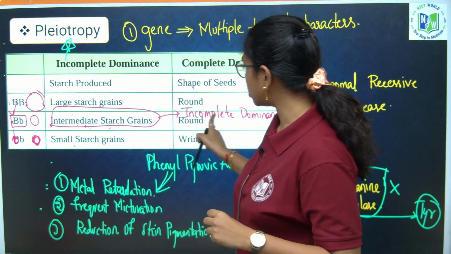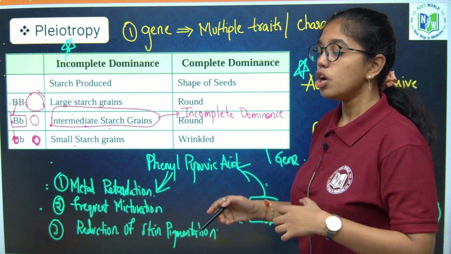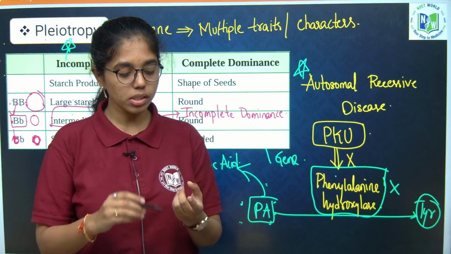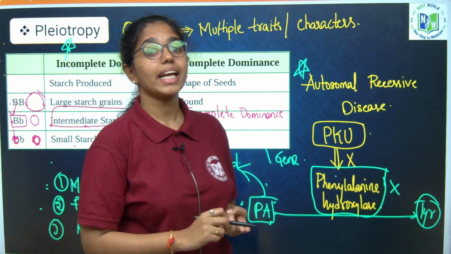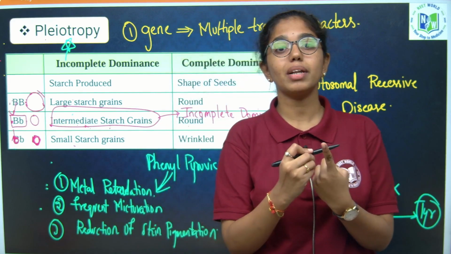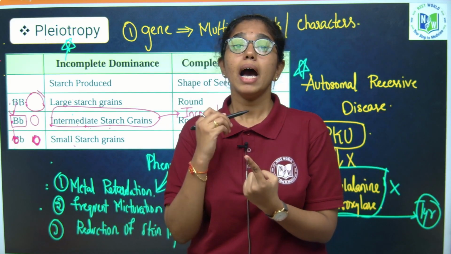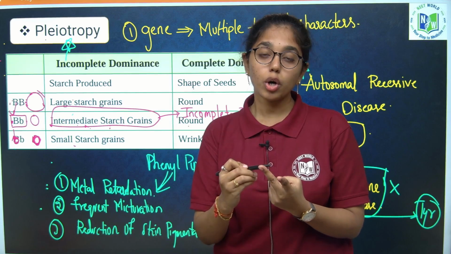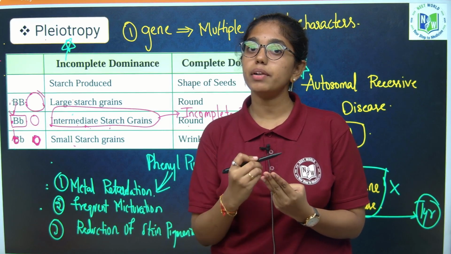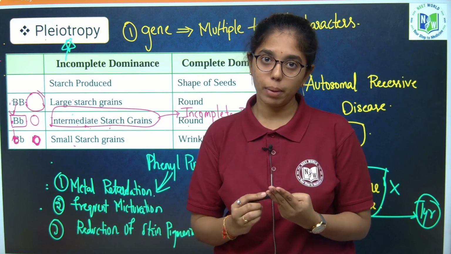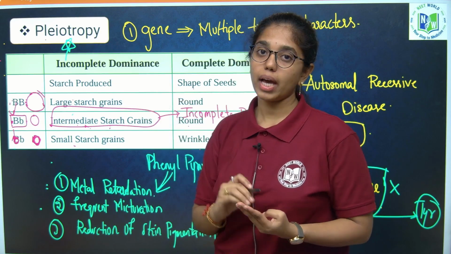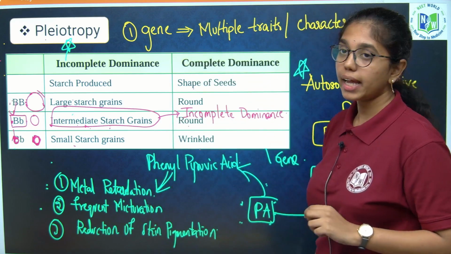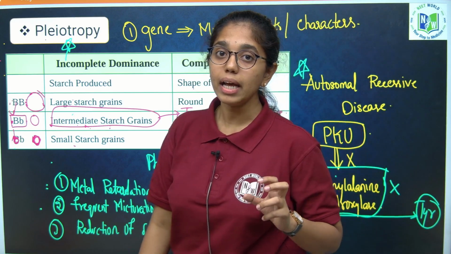So yes, this is one good example, and starch synthesis stands the example for both pleiotropy and incomplete dominance. So if you clearly look into the deviations of Mendelian law of dominance, first it is incomplete dominance, second it is codominance. Incomplete dominance, the example we have taken is what ma? Flower color of snapdragon or Mirabilis jalapa. Codominance and multiple allelism, the example we have taken is ABO blood grouping. And to prove pleiotropy, we have taken two examples. One is starch synthesis and the other is phenylketonuria disease, which is autosomal recessive disease.